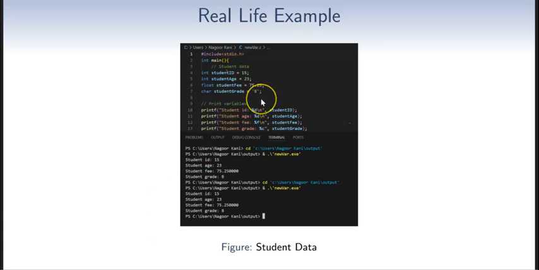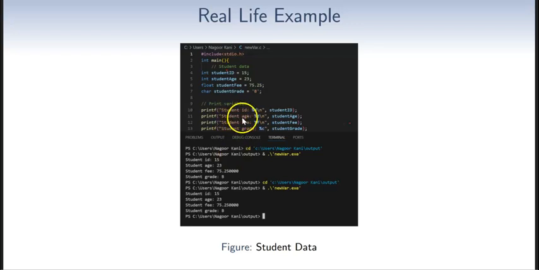This is the example, a real life example. Here we have used studentData, studentID, studentAge, studentFee, studentGrade. These values have been assigned to these variables. Here we are just printing these variables. Student ID, here we have mentioned percentage d, so student ID is an integer, and we are just printing the student ID. Here the output is 15.